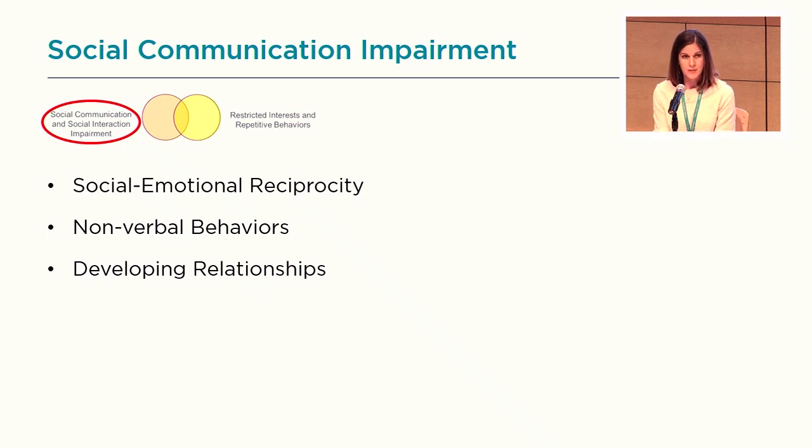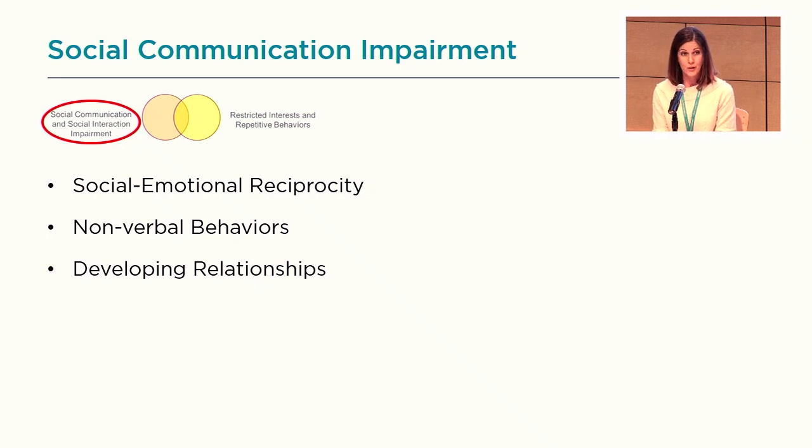The second part of social communication is nonverbal behaviors. This refers to the way that we communicate without using words. This refers to eye contact, use of gestures, use of facial expressions, use of body posture, as well as recognizing those in others. So recognizing others' facial expressions, recognizing the nonverbal or social cues of others.